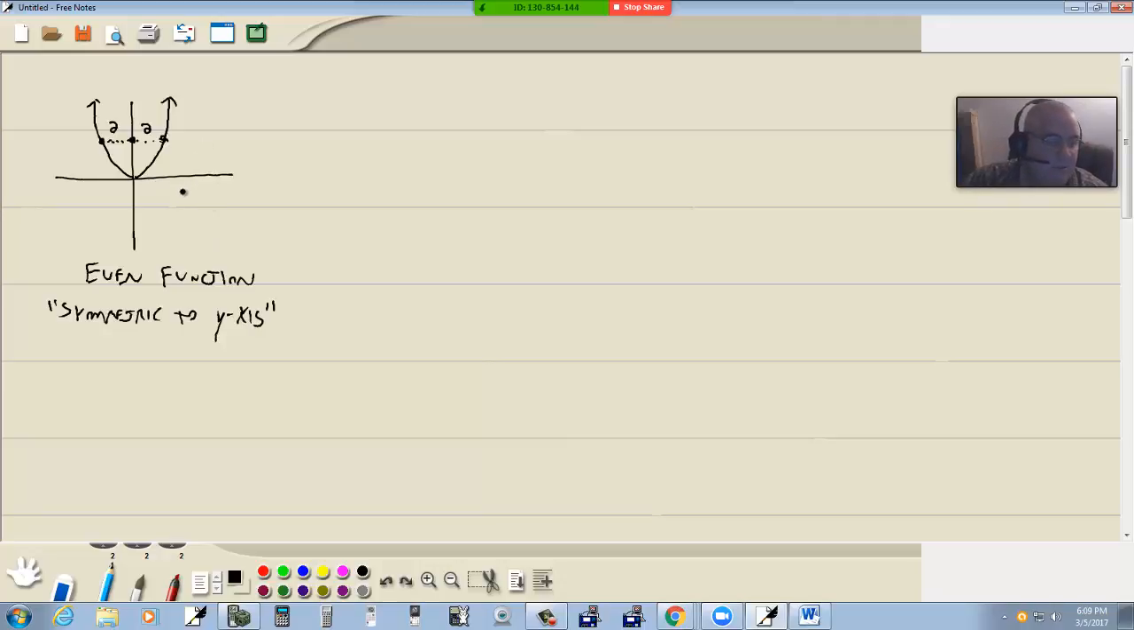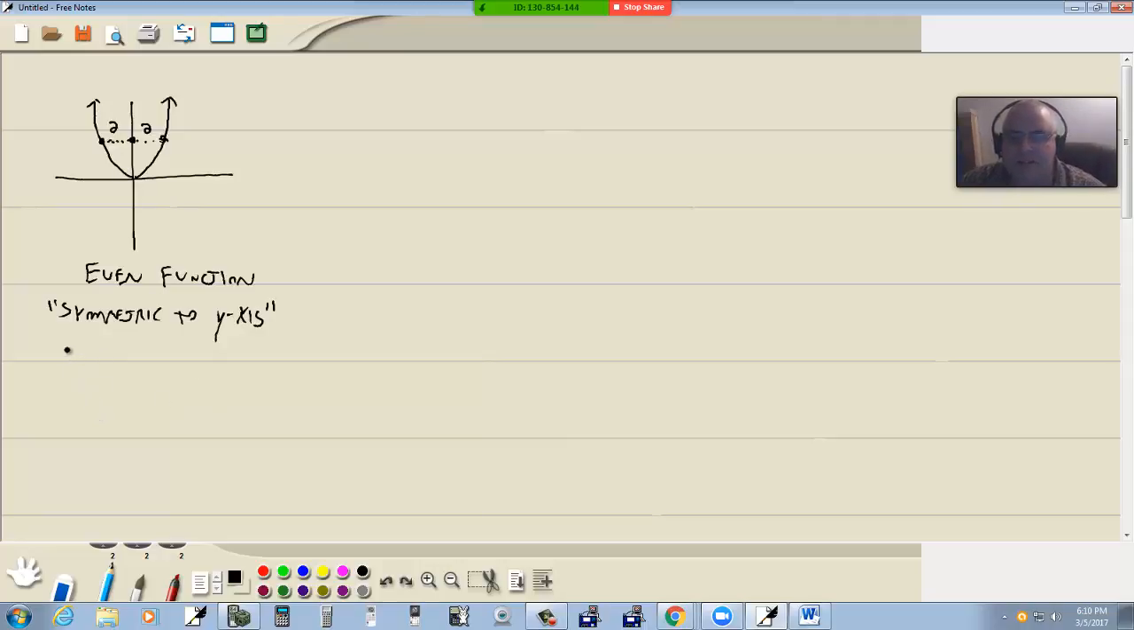Now, from a practical standpoint, to solve those problems, what you do is, if you've got the graph, if you can take the right side of the graph, the right side of the y-axis, flip it over, reflect it, fold it over, and it lands exactly on this side, that means it's even.